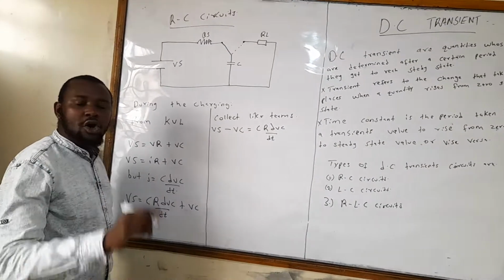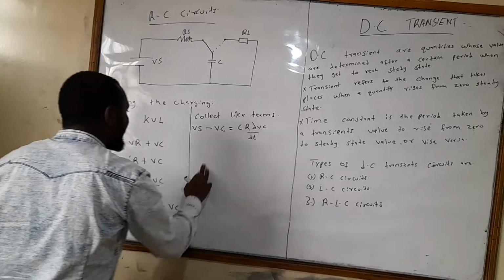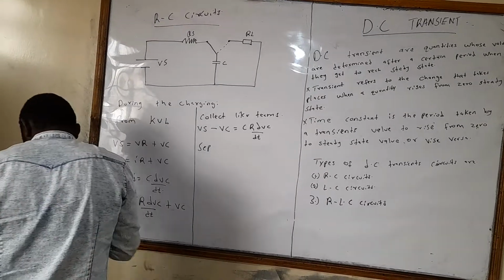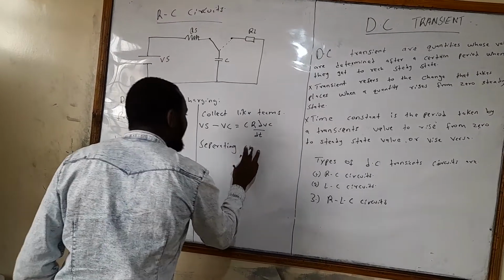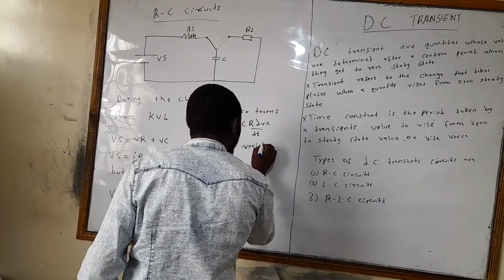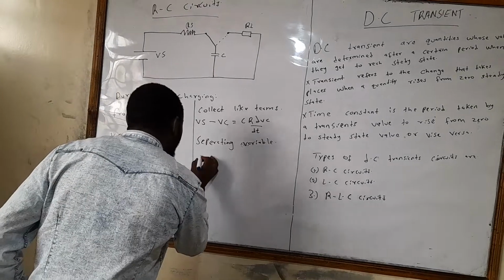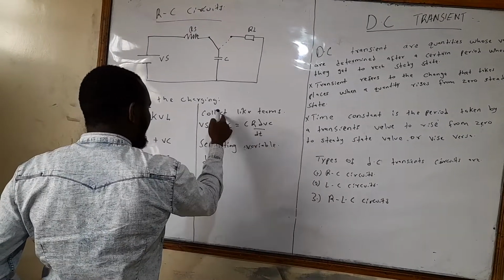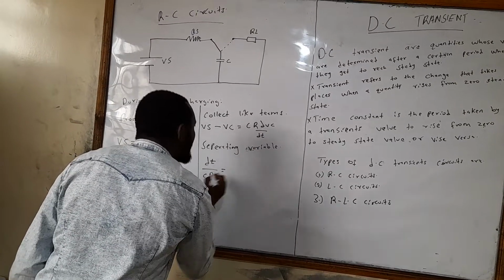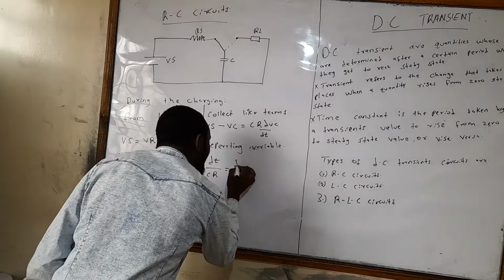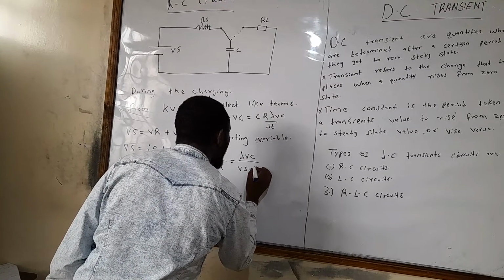Separation of variables is in ordinary differentiation. If at all you have a problem with that, kindly make sure you follow and you like. So when you separate the variables, we are going to have dt divided by CR is equal to dVc divided by Vs minus Vc.